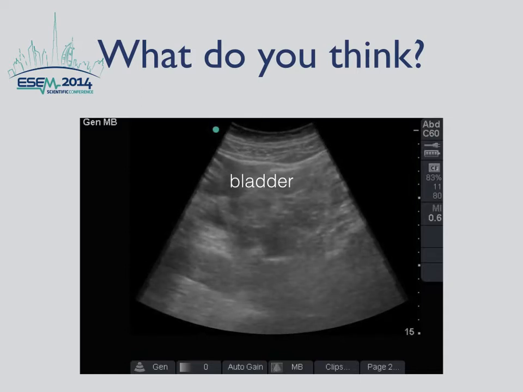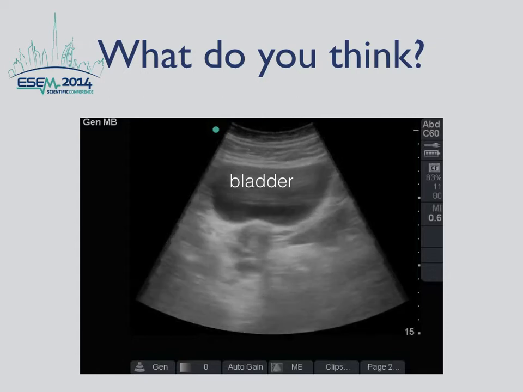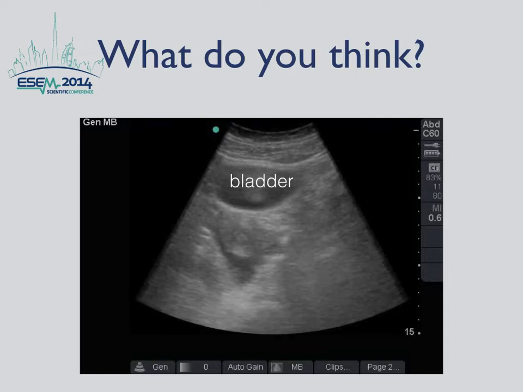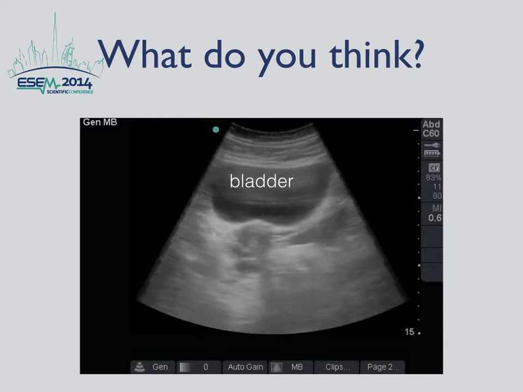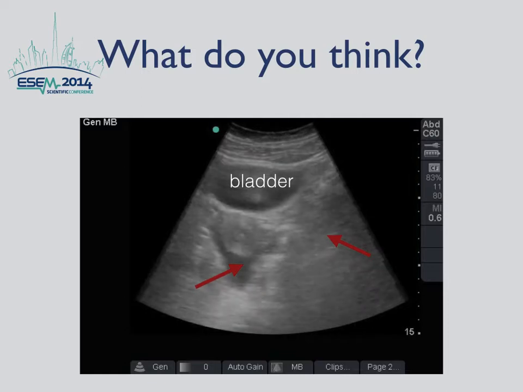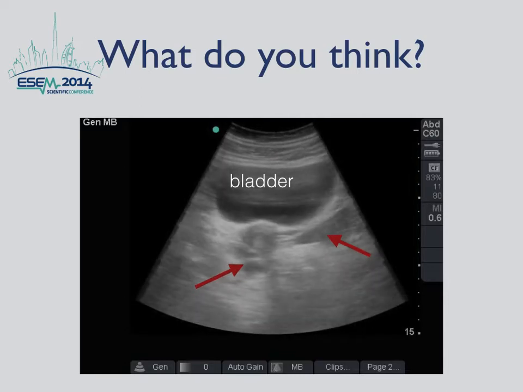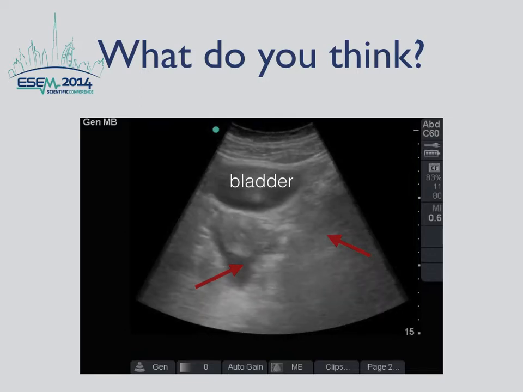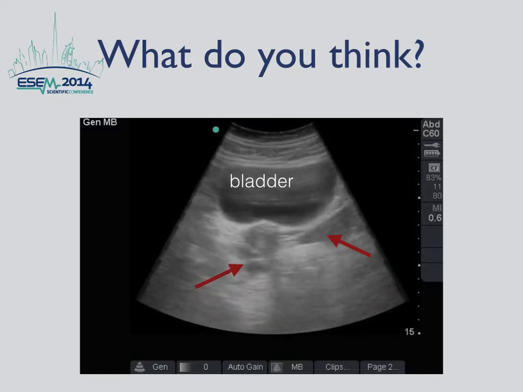So this is a transverse view, and you can see the bladder that is filled with urine. Posterior to the bladder, you can see the rectum. And this view is positive for free fluid in the rectovesicular space that is extending posteriorly, that is demonstrated by the red arrows.